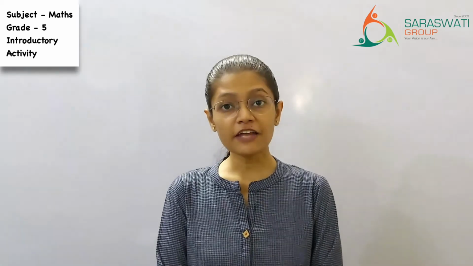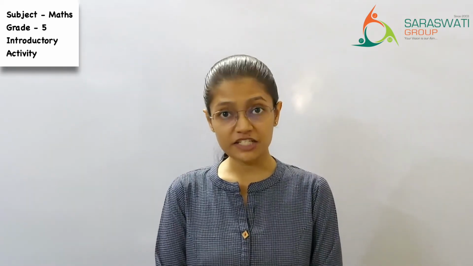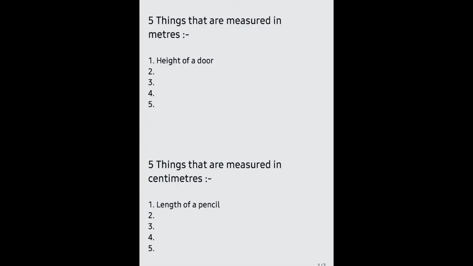Now, your second activity is related to measurement of length. So, on a sheet of paper, you have to list down 5 things that are measured in meters and 5 things that are measured in centimeters. So, like this, you have to write 5 things that are measured in meters. Then below that, you have to start with your list.